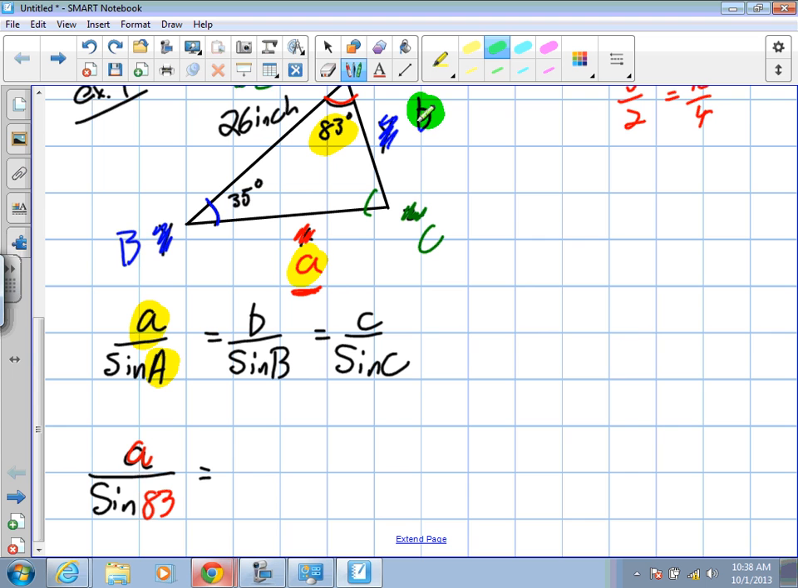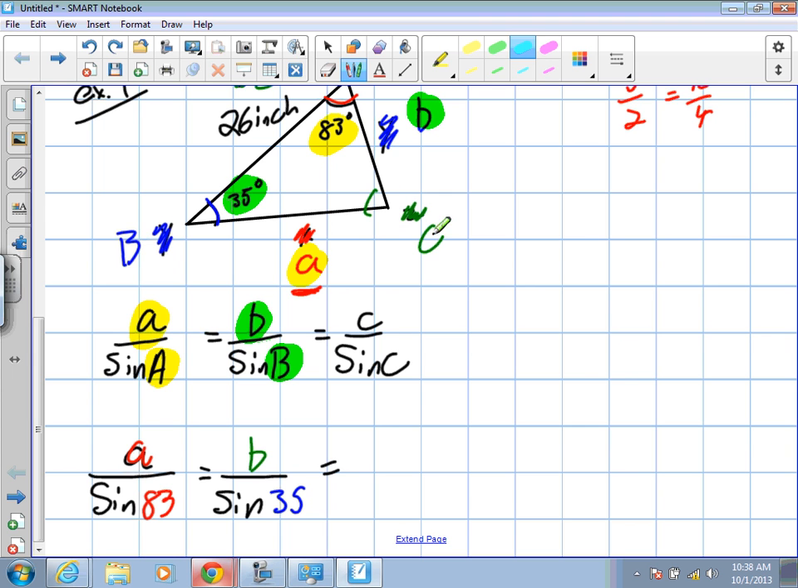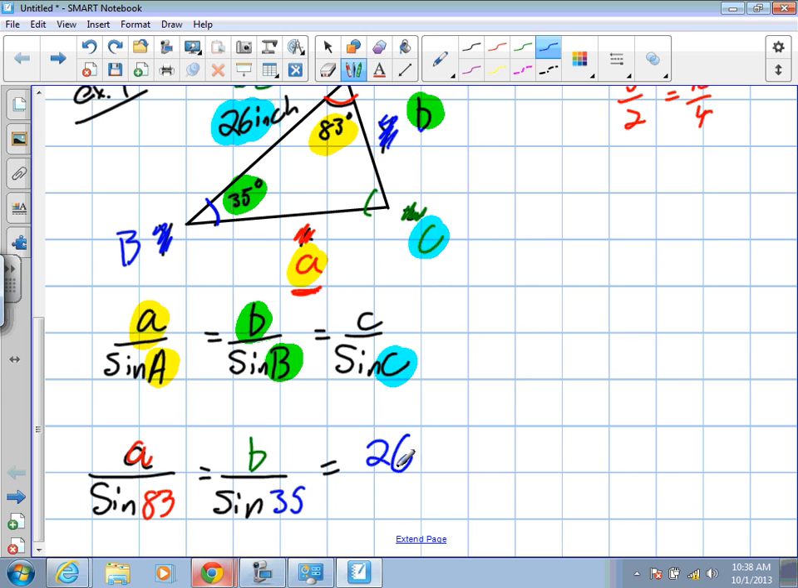Side B is also unknown, and angle B is 35. So we're going to plug that information in. B is unknown, but angle B is 35. And finally, C. Angle C is unknown in this case. And side C, yeah, we can. Side C is 26, so we're going to put that in. 26 is side C. Sorry, I forgot to highlight that properly. And our angle is unknown here.